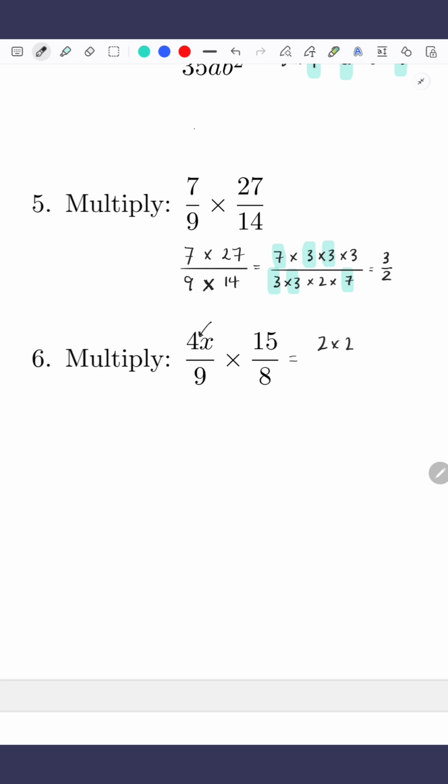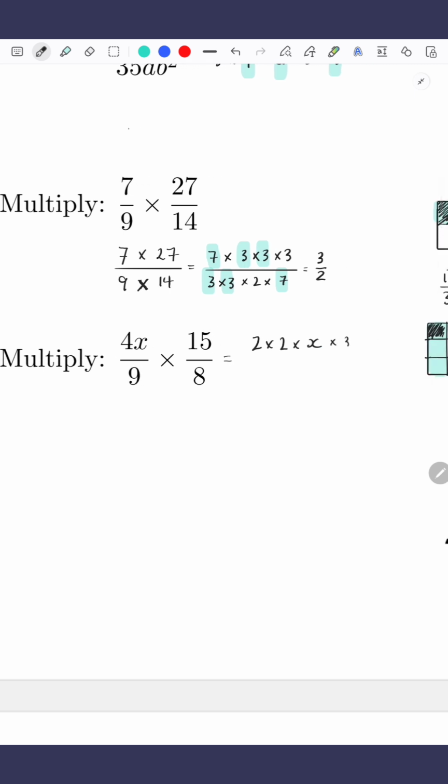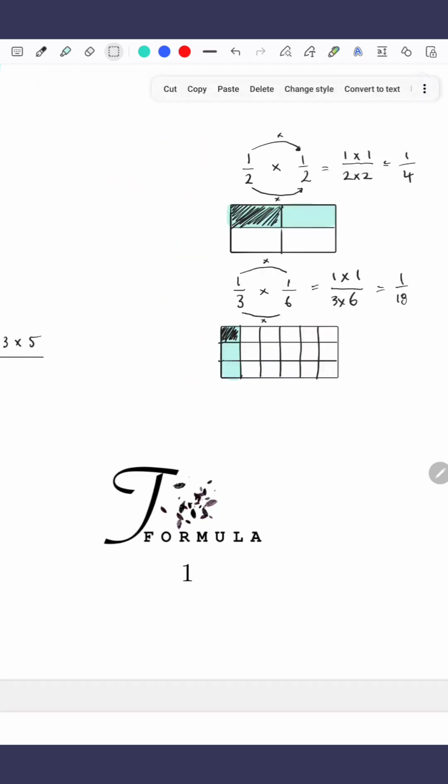And in between the 4 and the x, what is it? It's a multiply. So it's times x. And then it's times 15. And now remember that 15 can be written as 3 times 5. Okay, so 3 times 5. Let's move these even further over the way. Poor things.